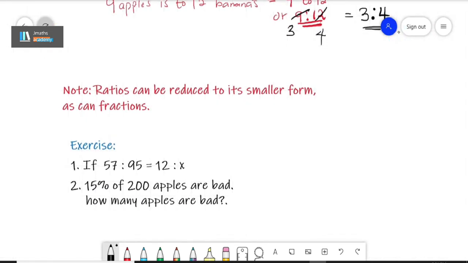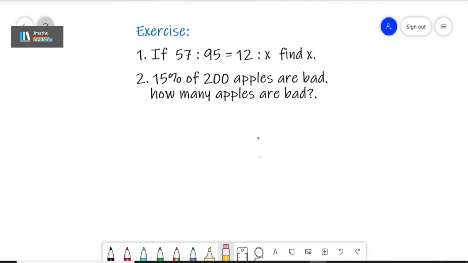So note, ratios can be reduced to their smaller form, as can fractions. Like what we did before, we reduced the ratio 9:12 into the ratio 3:4. So ratios can be simplified into smaller forms. So now let's solve the exercise for today.